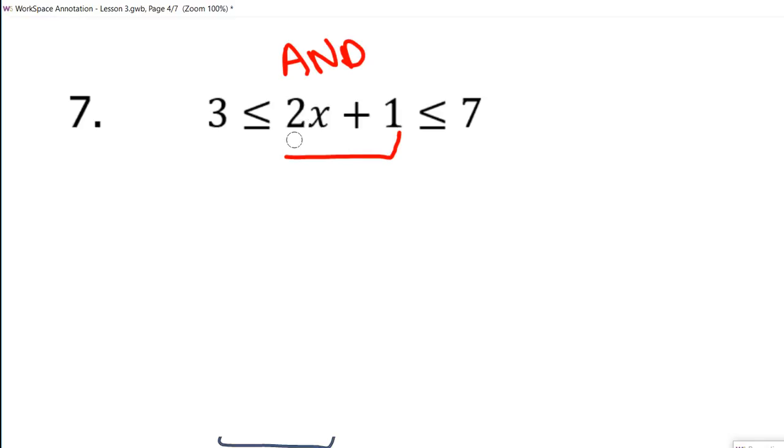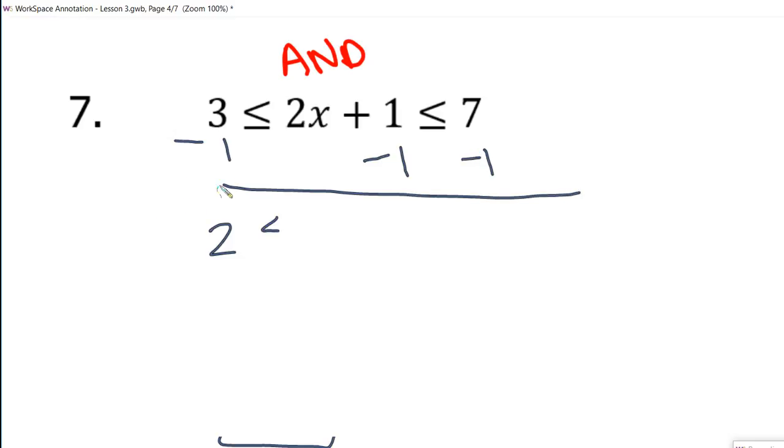Now, whatever you do to the middle, you have to do it 3 times total. Whatever you do to the middle, you have to do to the left, and you also have to do to the right to get the right answer. So what's 3 minus 1? 2. Bring down your less than or equal to. Bring down the 2x. Positive 1, negative 1 is a 0 pair, and 7 minus 1 is 6.